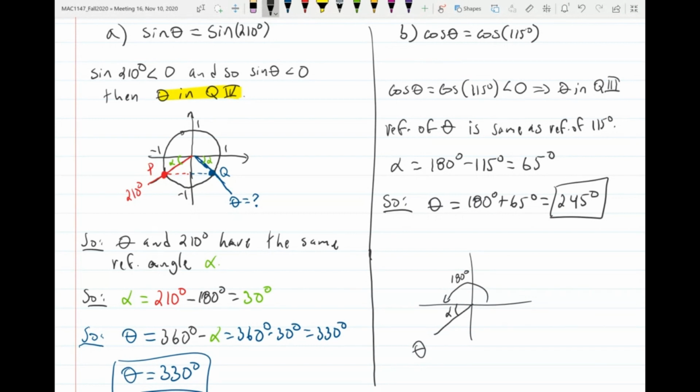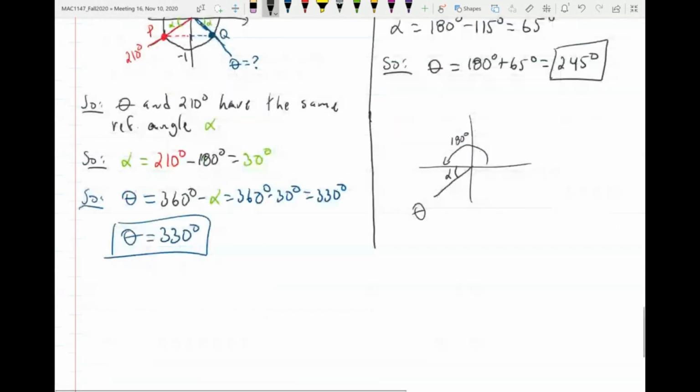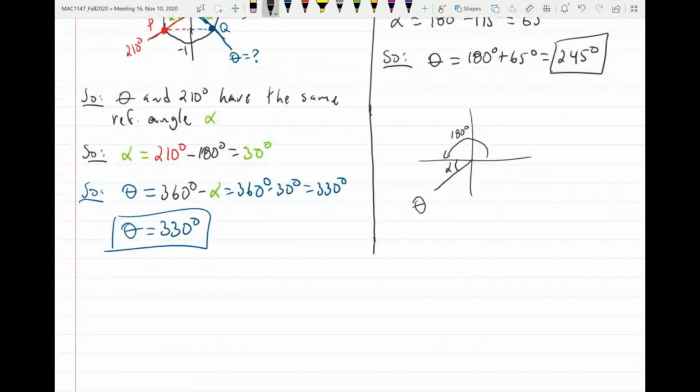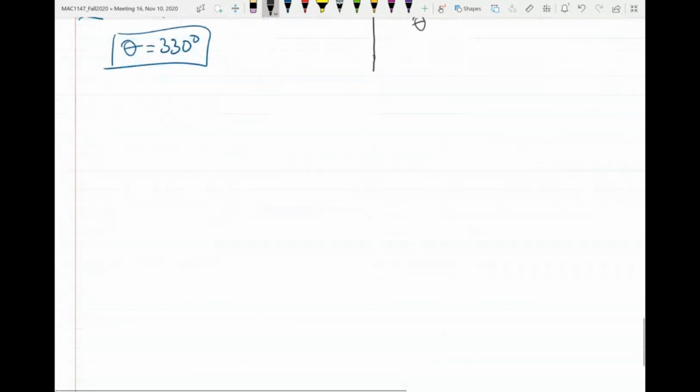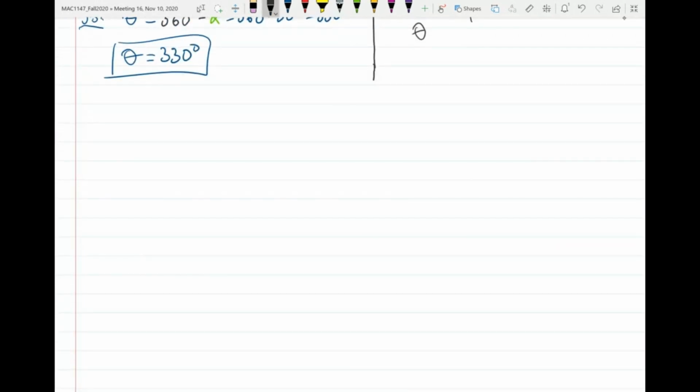Questions? You guys understand this? Okay, perfect. And then let's do another type of example. This is slightly different than what we just did. See number 3. How about the following?